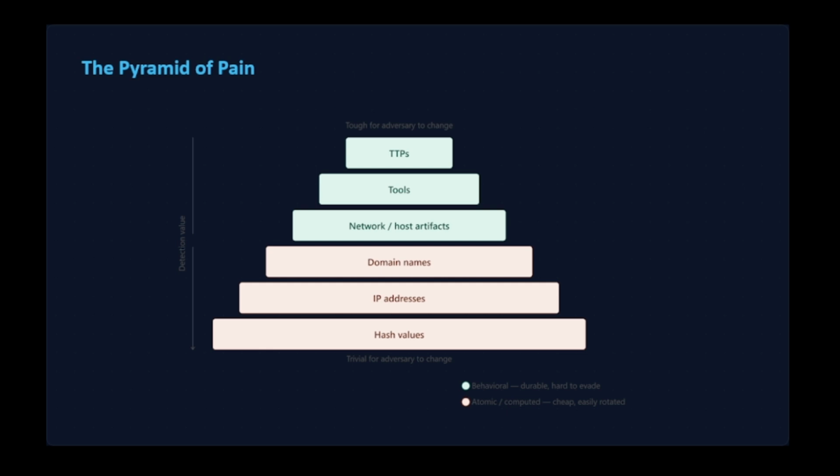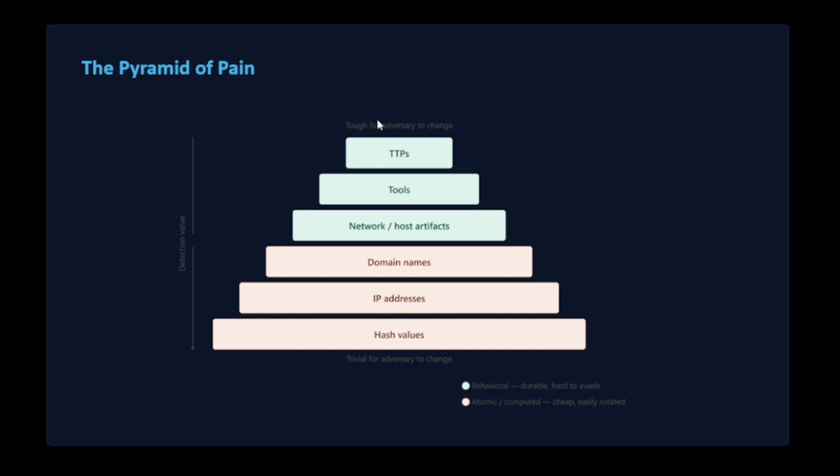You have IP addresses, again, easy to change. You can use Tor, you could use a VPN. It's just simple. And then hash values are those unique identifiers for files that defenders will use to scan networks looking for malicious files. Attackers, all they have to do is change one bit in a file and it changes the entire hash. That's something for a whole other video too.